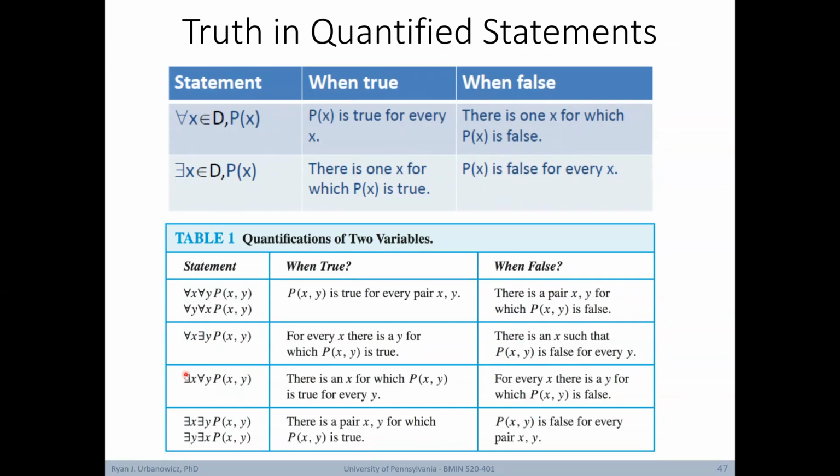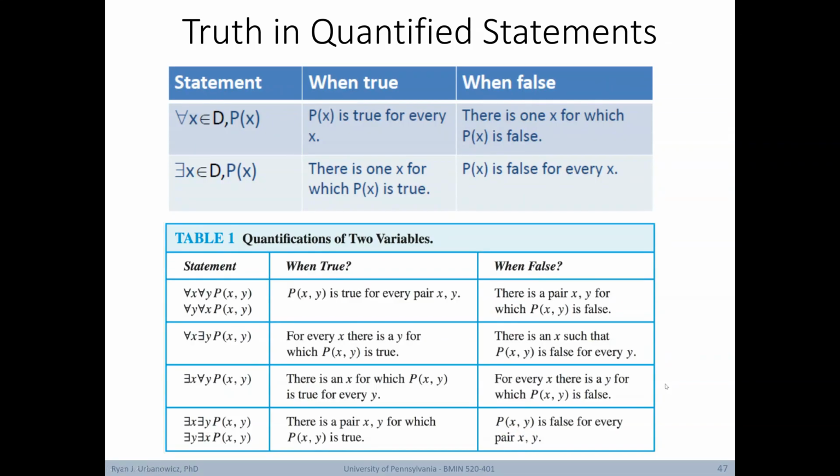When we have the existential quantifier first, this formula is true when there is at least one x for which P of x y is true for every single y. And it's only false if for every single x there is at least one y for which P of x y is false. Lastly, let's look at the example where we only have the existential quantifier. This is true if there's at least one pair of x and y for which P of x y is true. And it's false if P of x y is false for every single pair of x and y.